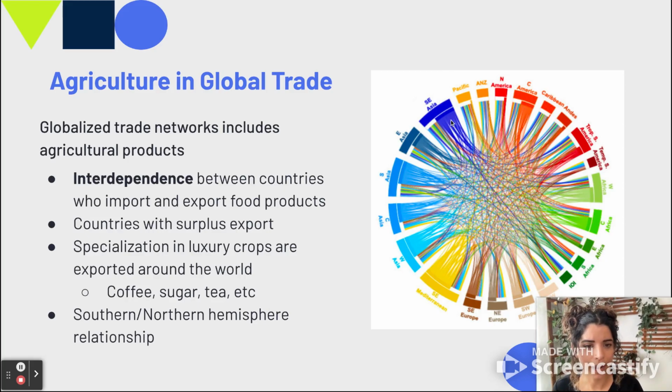Where we see exported food products and then imported food products. So exported, imported, exported, imported. And it's such a perfect image of this web of interdependence. So countries that have surplus products will export. This also includes specialization in luxury crops like coffee, sugar, tea, and also this idea of a northern and southern hemisphere relationship, in that the seasons are opposite. So when one hemisphere is experiencing winter, then the opposite hemisphere will send food and vice versa.